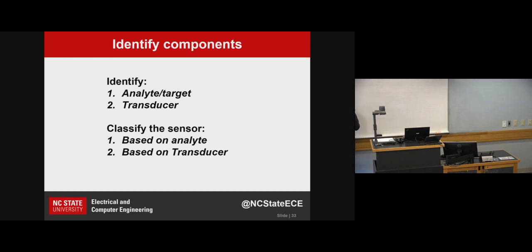Then the transducer is the PEDOT. Okay. So the classification based on analyte is a physical sensor. Yeah. And then it's also an electrochemical sensor. How did you come across that? Since it says thermoelectric. Yeah, thermoelectric. Thermo means heat, electric.